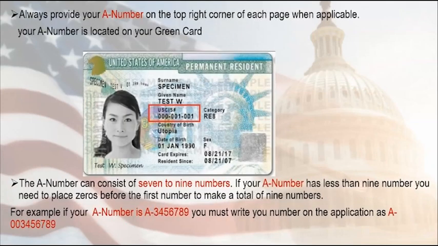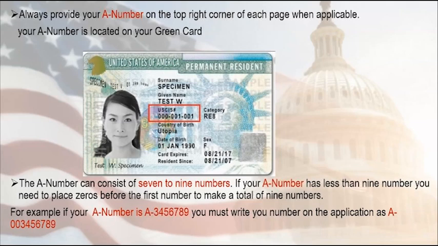Always provide your A number on the top right corner of each page when applicable. Your A number is located on your green card. You have an example in front of you. You see those numbers in the middle of the red square. That is your A number, your green card number. The A number can consist of 7 to 9 numbers.